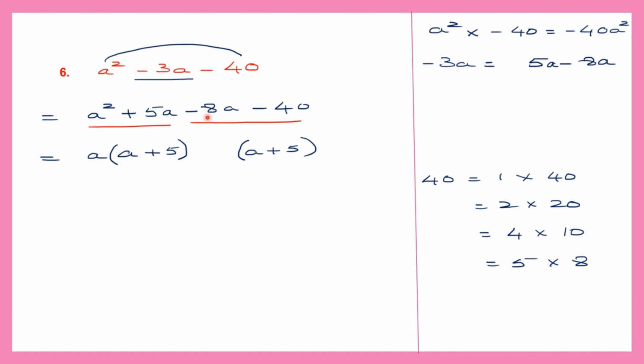What is common here? 8 and 40. That means 8 5s are 40, 8 1s are 8. So I can write 8 here. So 8 into a will give me 8a. 8 into 5 will give me 40. But what is the sign? So I need to put the sign of minus here. So when I put minus, minus 8 into a is minus 8a. Minus 8 into 5 is minus 40. So these are my factors. Let me take out the common ones. a plus 5 and the other one is a minus 8. So these are my factors.